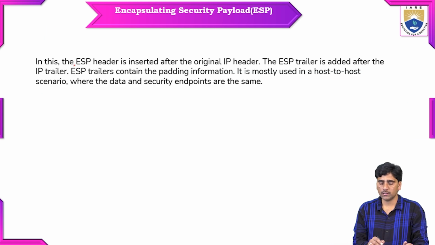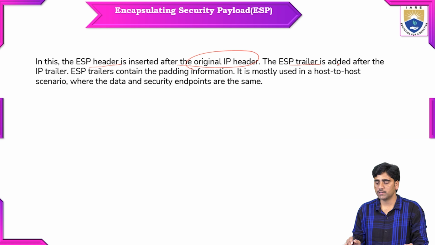In this, the ESP header is inserted after the original IP header. The ESP trailer is added after the IP data. We already saw that in the diagram. The ESP trailer contains the padding information.